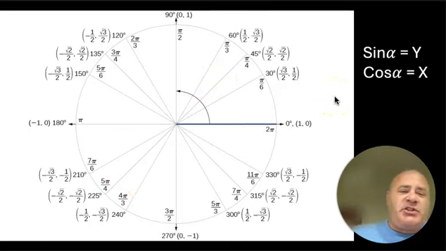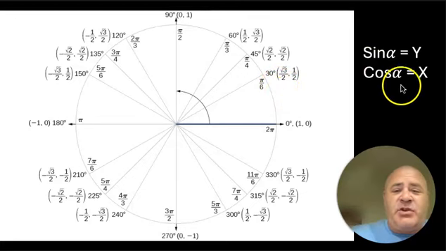Now, the reason that you memorized that so long ago is when it comes to the unit circle, we're looking at, remember, our sine of our angle is going to be our y value. So here at pi over 6, all we need to do is look at what is this point. Well, it's square root of 3 over 2, 1/2. So the sine of pi over 6 is our y value, or 1/2. Cosine of pi over 6 is going to be our x value, or square root of 3 over 2.